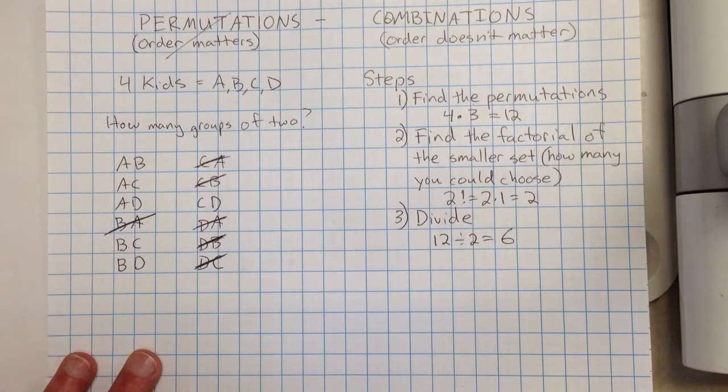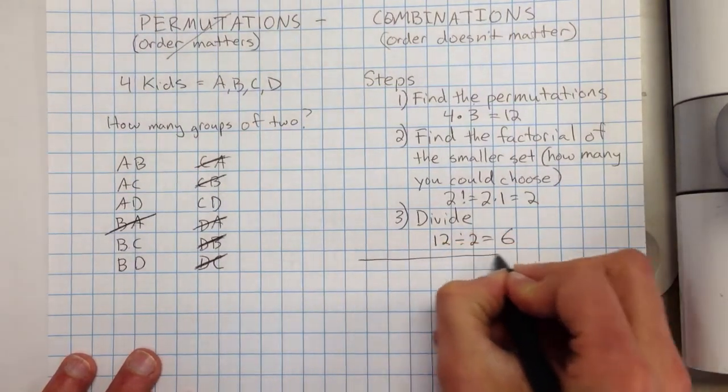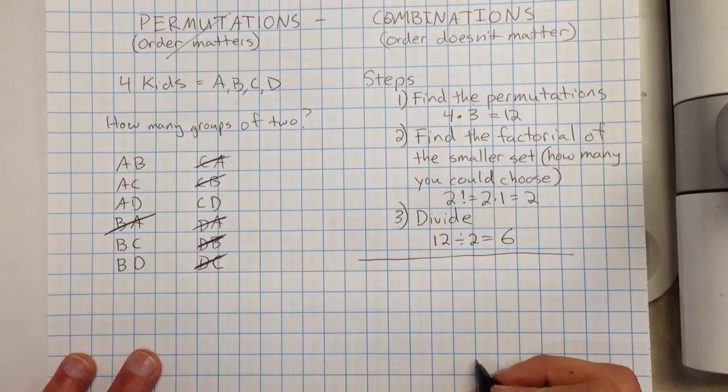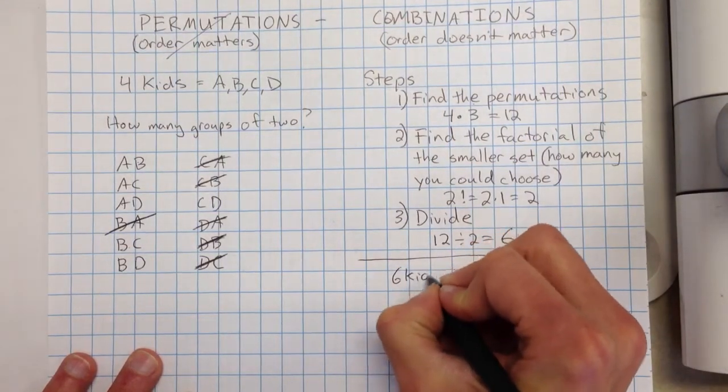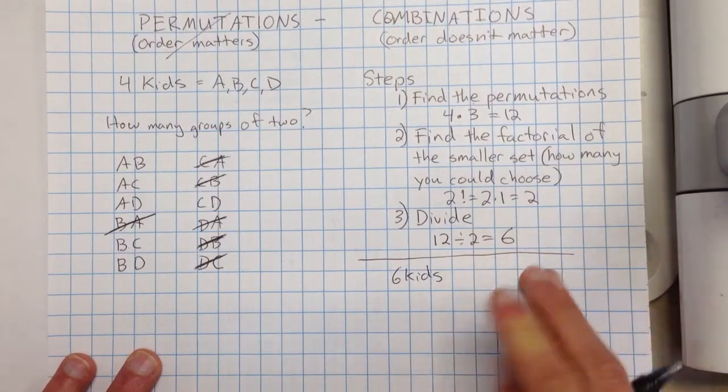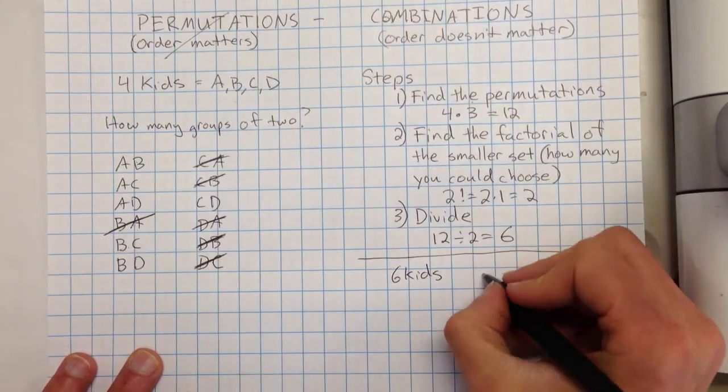But this isn't how it's always going to work. It's usually going to be a little bit more complicated. I'm going to just draw a line right here. Let's say, for example, we had 6 kids, and we wanted to split them into groups of 3.